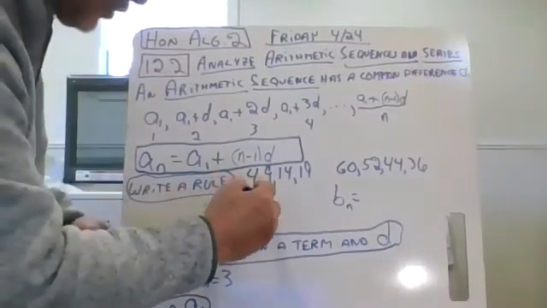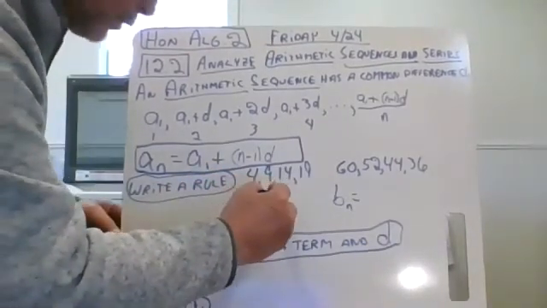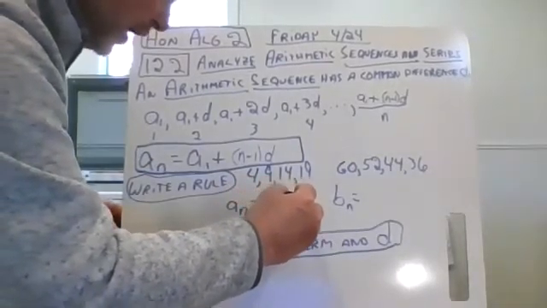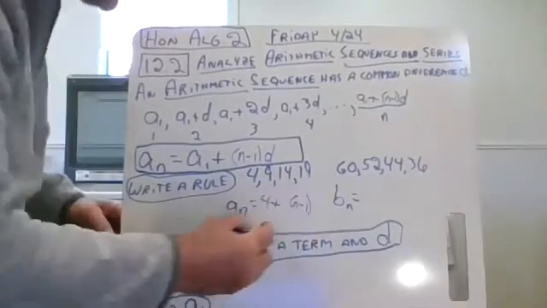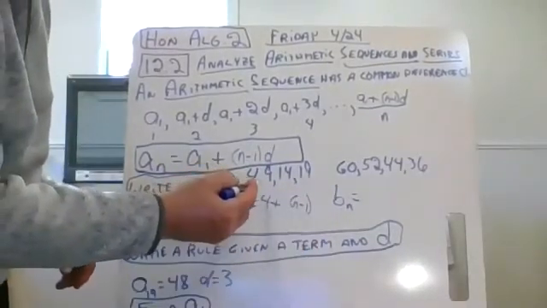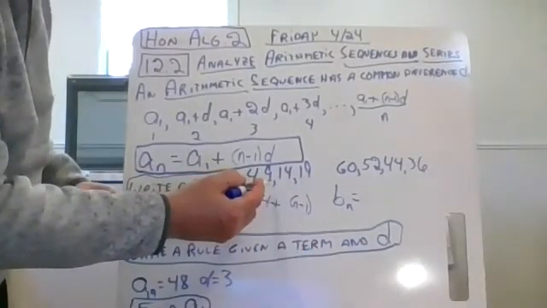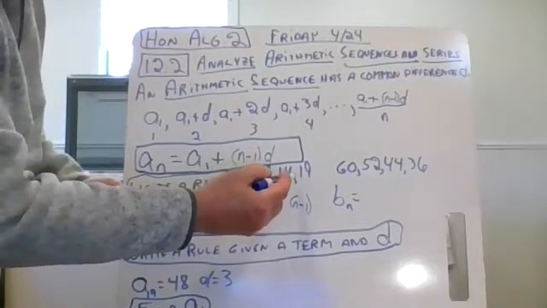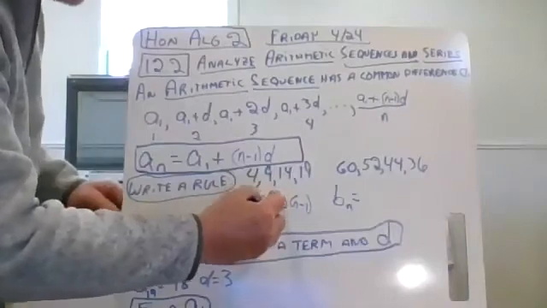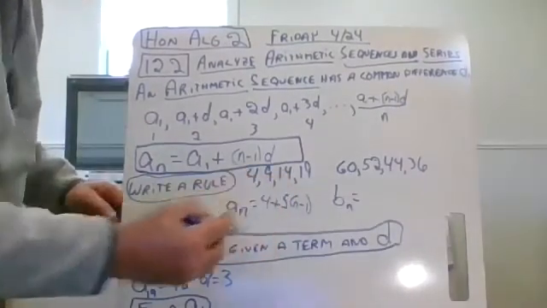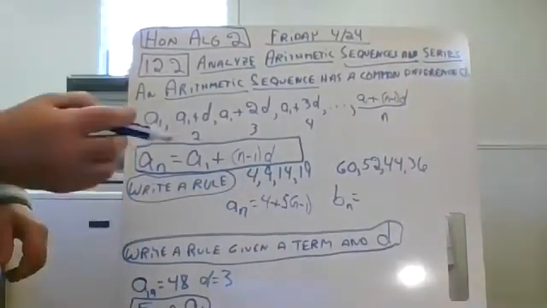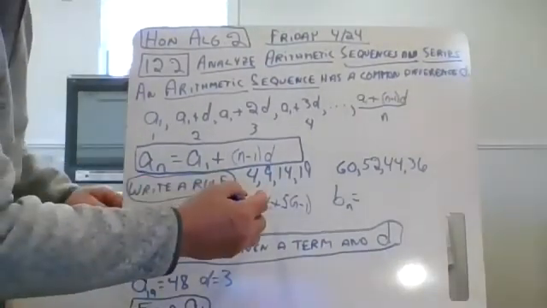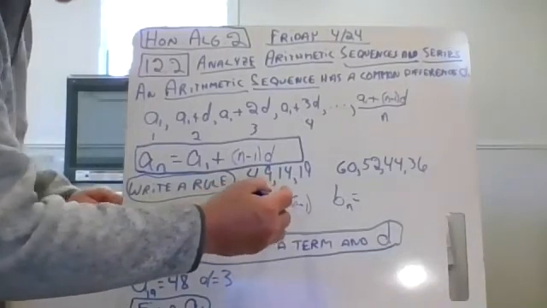So you're going to get a sub n equals 4 plus n minus 1 times d. What's d? What is the common difference? 5. I'm going to put it in front. Instead of n minus 1 times d, I'm going to put the d in front. And so then all you really need to do is simplify this.